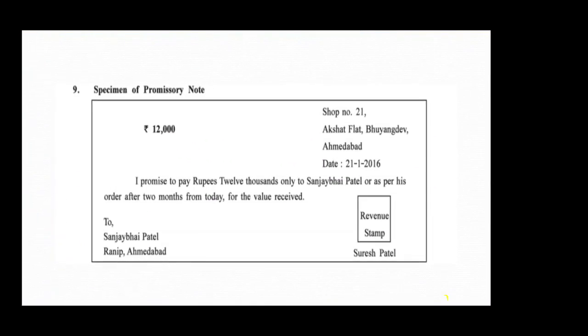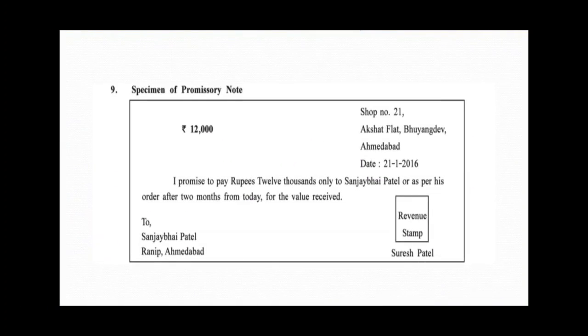This is the specimen of a promissory note. Rupees 12,000. Shop number 21, Akshat Flat, Ahmedabad. I promise to pay rupees 12,000 only to Sanjay Bhai Patel, or as per his order, after 2 months from today for the value received. So friends, clearly it can be seen it is a promise to pay to Sanjay Bhai, and this promise is made by Suresh Patel, and the amount is rupees 12,000. The period is 2 months, so after 2 months he will be paying amount, and date of bill is 21/1/2016, and signature of the drawer who is debtor here, Suresh Patel. Okay friends, also revenue stamp.